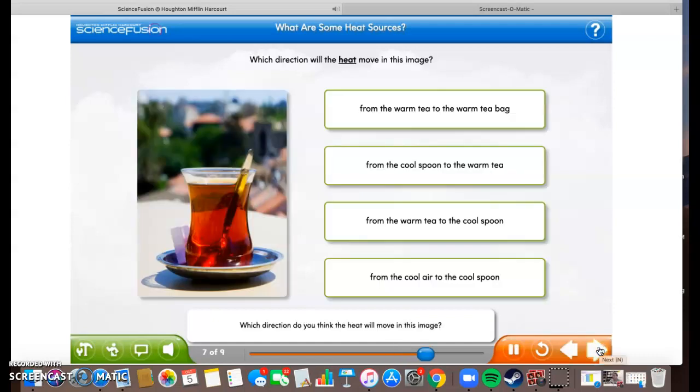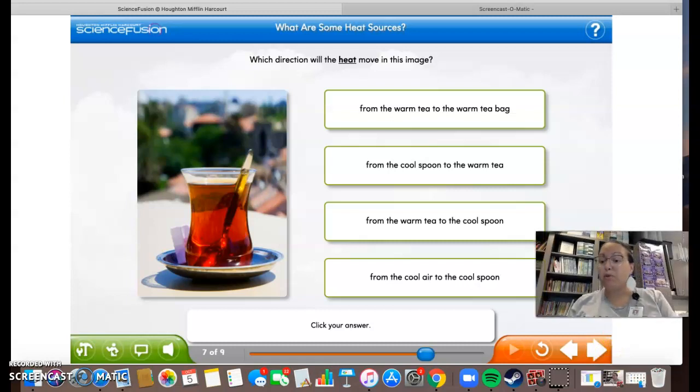Which direction do you think the heat will move in this image? Click your answer. Okay, remember that heat always goes from the warmer temperature to the colder temperature. It travels away from the warmth to warm up everything around it. So is it going to go from the cool air to the cool spoon? That doesn't make sense, does it? Is it going to go from the warm tea to the cool spoon? Maybe. From the cool spoon to the warm tea, will heat travel from the cold to the hot? Nope, that's the wrong direction.